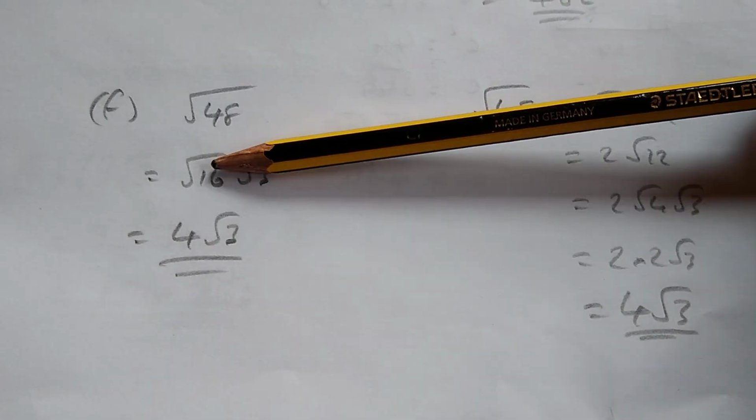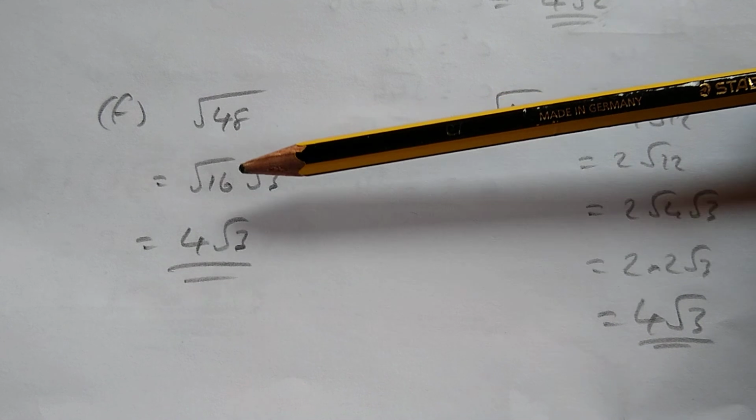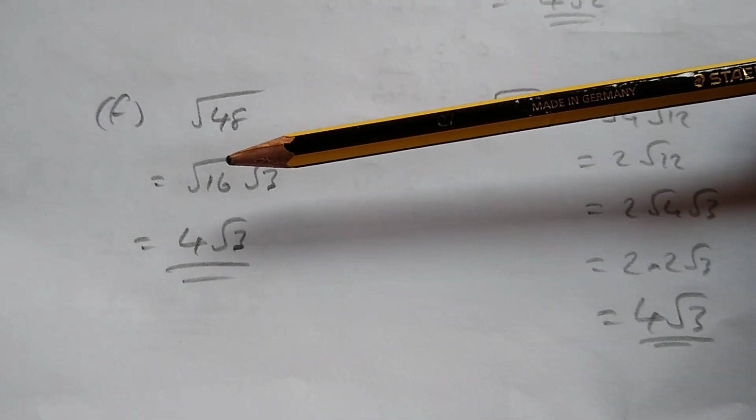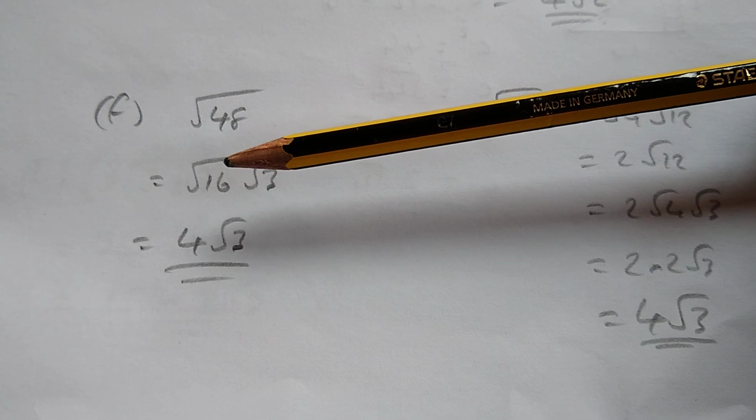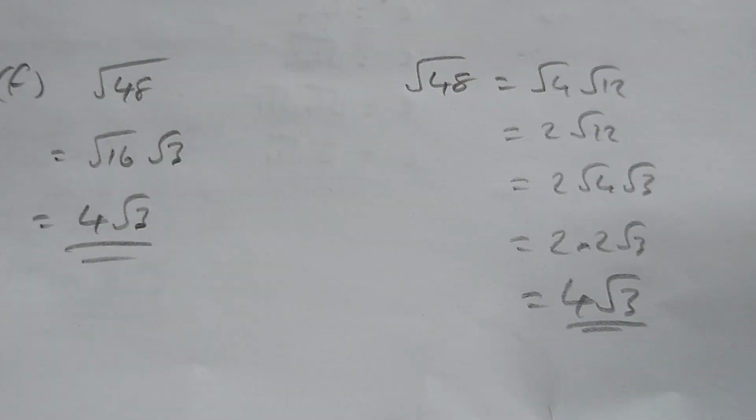Part F, same idea here. 16 multiplied by 3 is 48, so root 48 is root 16 root 3. Square root of 16 is 4. Notice I'm always writing a square number at the front here, guys. Please do the same. Most of you will be. So that's where 4 root 3 comes from.